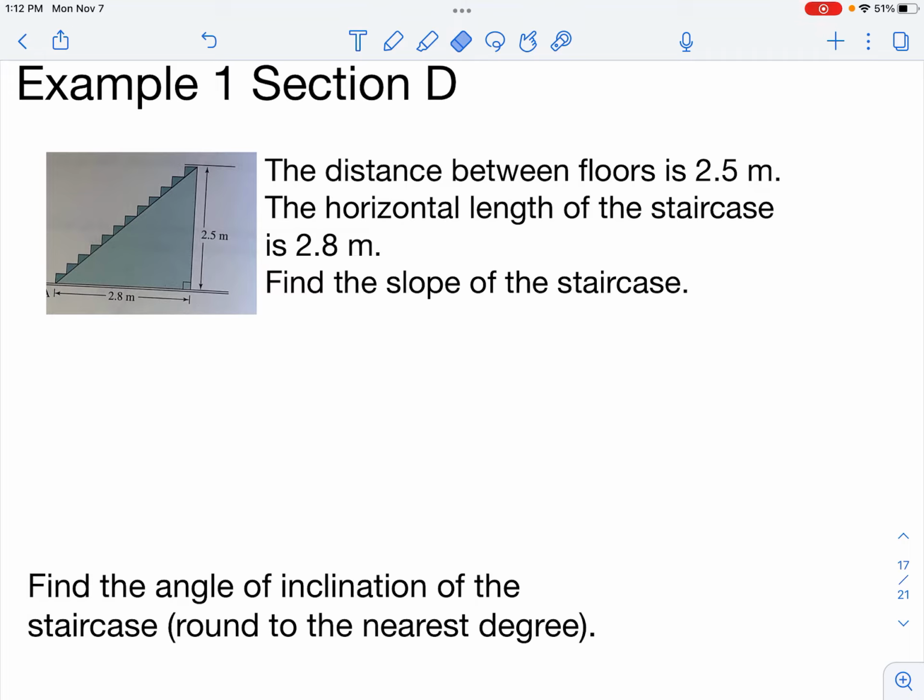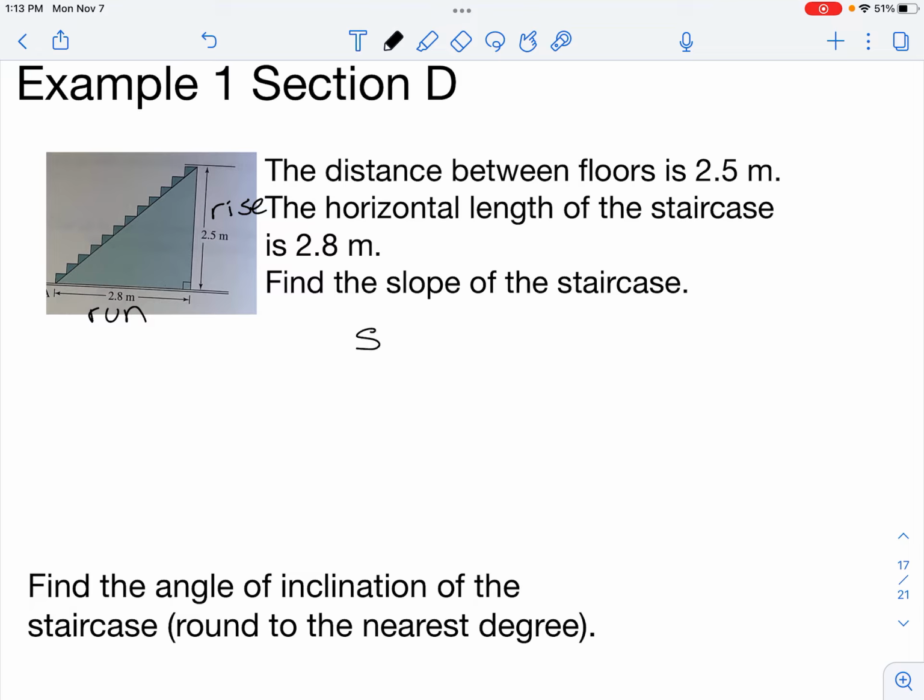So our first one, we're looking at a staircase, and we have the distance between the floors is 2.5 meters. And this is also the rise of our staircase. And then the horizontal length of the staircase is 2.8 meters, and this would be the run of our staircase.